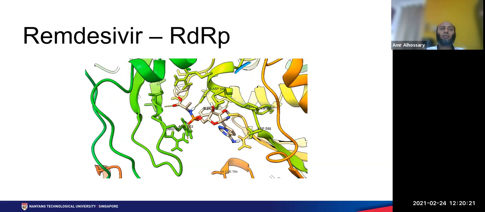The second drug is remdesivir. Remdesivir binds well to the RNA-dependent RNA polymerase, being actually originally an adenosine analog. So this is expected.